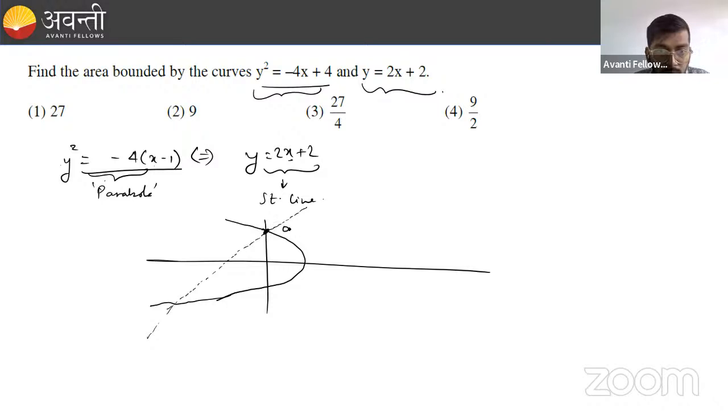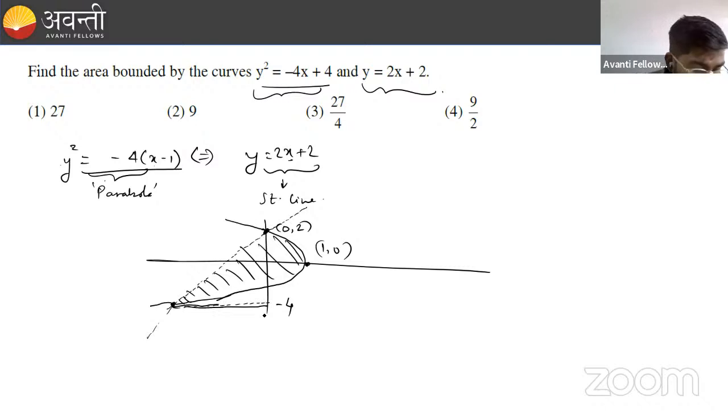X is 0, this is the point 0, comma 2. This point is 1, comma 0. And we have to find this area which is bounded by these two curves. So how will we find the area? First of all, we have to find the coordinate where these two graphs are equal. This comes out to be y equals minus 4, right? So we have to integrate from y equals minus 4 to y equals 2.